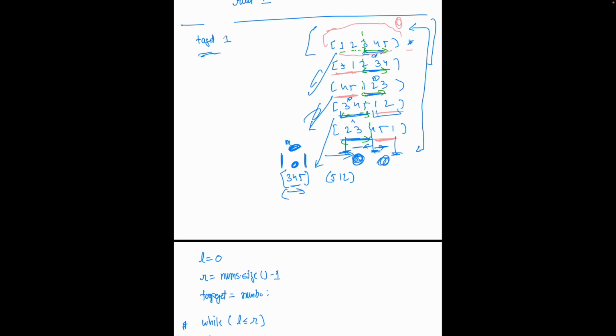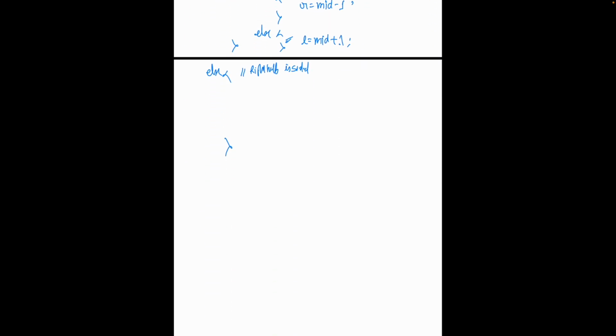let me take a good example. Let's say 4, 5, 1, 2, 3. Mid is this. This is left. This is R. So we'll come here in this example. We'll come in this loop and say right part is sorted.